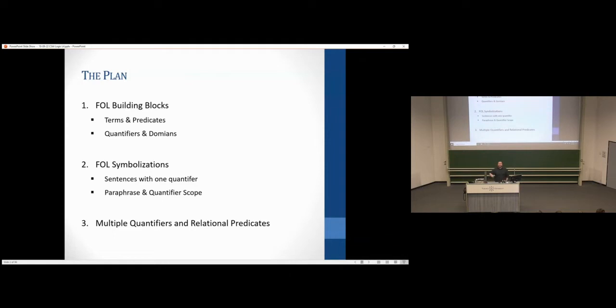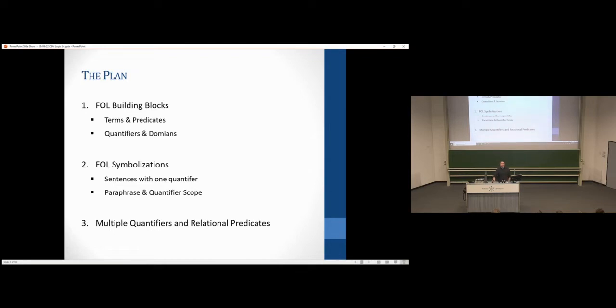So the plan for today is to spend quite a bit of time talking about the very basic building blocks of this language, the fundamental parts and how they fit together. Frankly, the rest of it isn't going to make any sense unless we have a grip on the fundamental parts. So we'll spend most of our time on this first bit. Then once we have a grip on how the parts fit together, we'll talk about some basic symbolizations.